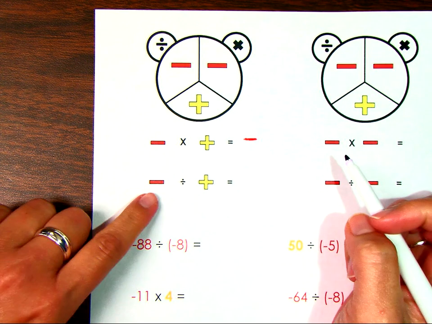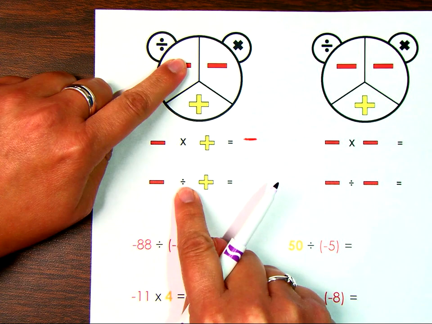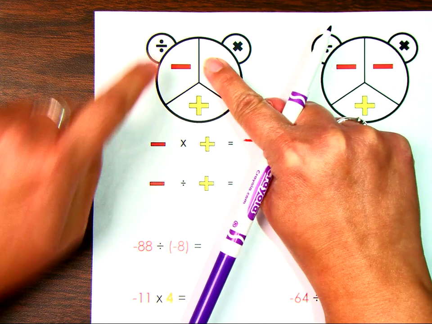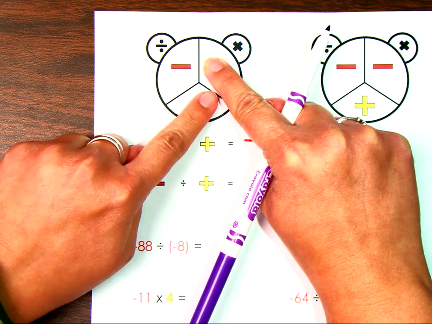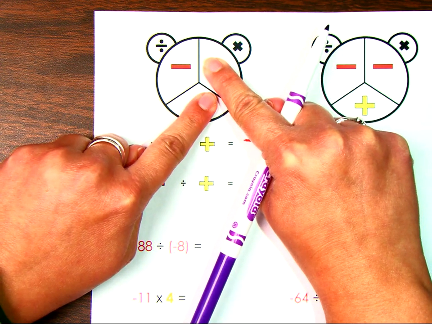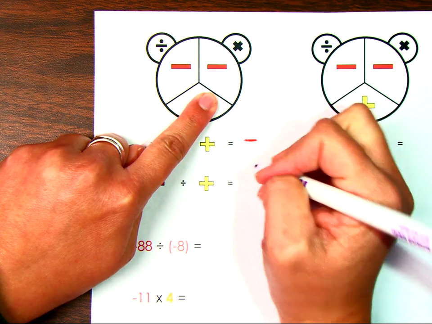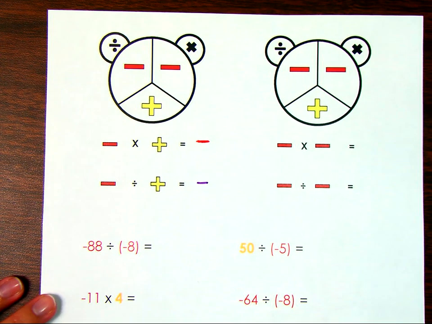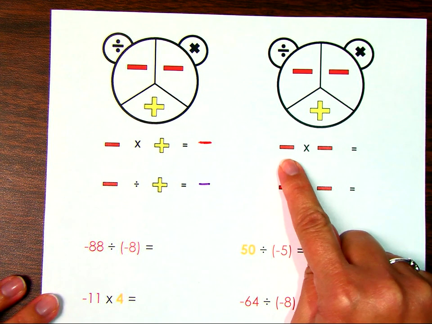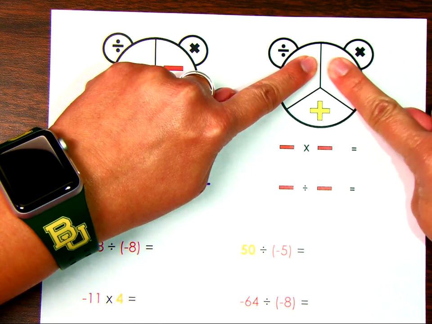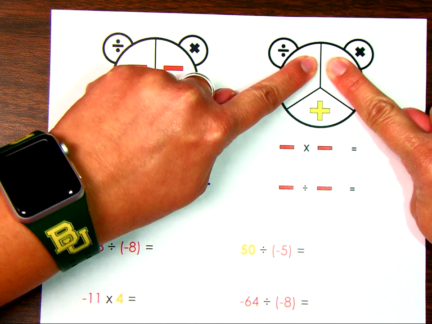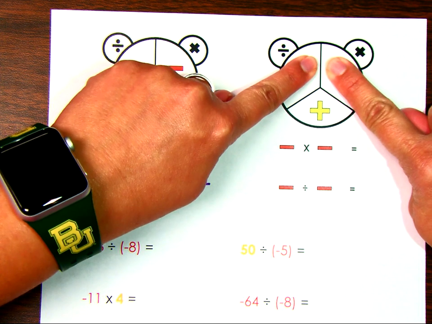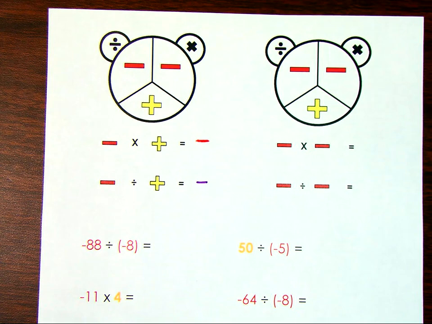So if I have a negative divided by a positive, I cover it up, and whatever's left uncovered is the sign of my result. Okay? So let's look over here. If I have a negative times a negative, well, what's left uncovered is the sign of my result. So that is going to be a positive.